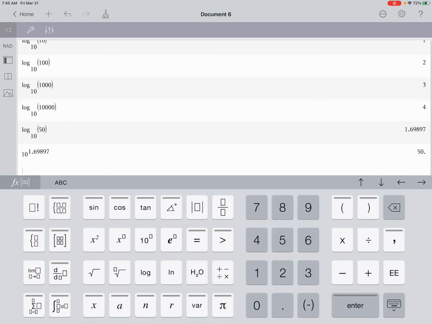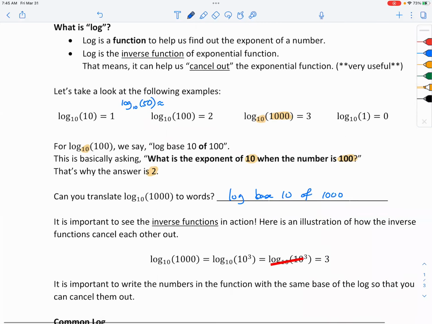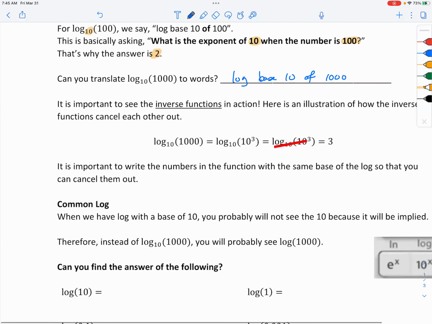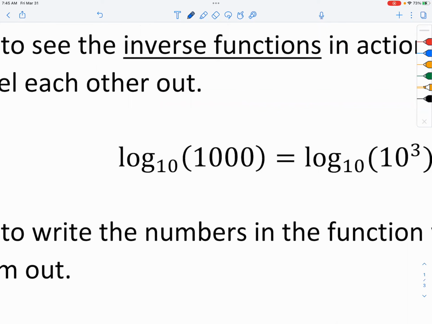Okay. So I want to make sure that you know what the answers are meaning. As I always say, you got to know the meaning. Don't just focus on the doing. If you focus on the doing part, you're in big trouble. Okay. So we are simply asking, what is the exponent of 10? And now, how do we get the answer? Now, I know the calculator can give us the answer, but how can we get the answer if I give you some nice numbers? Like, how do I get log base 10 of 1000 equal to 3?